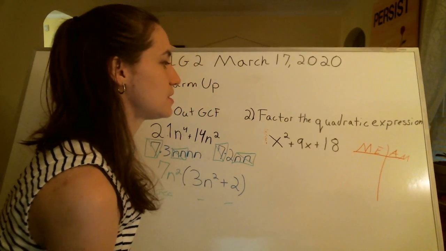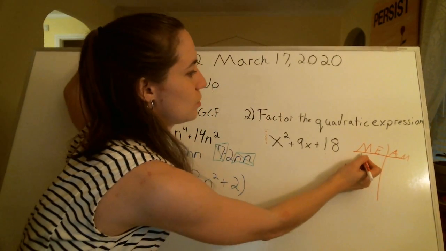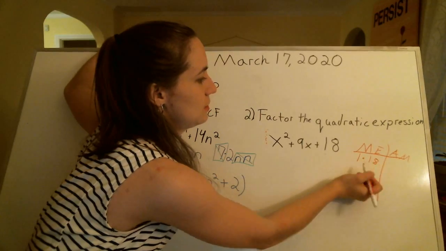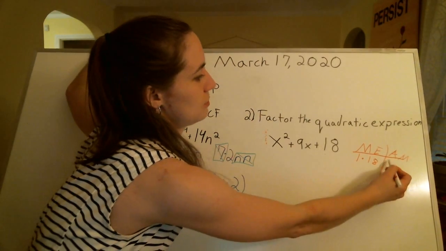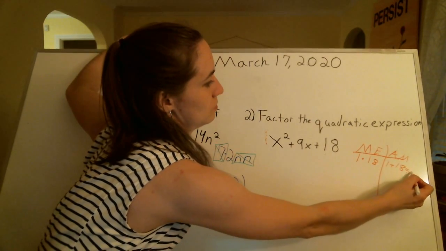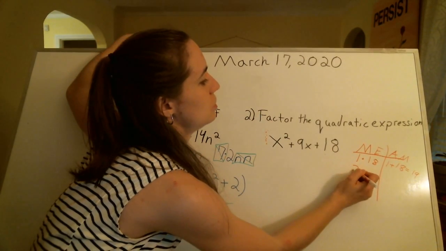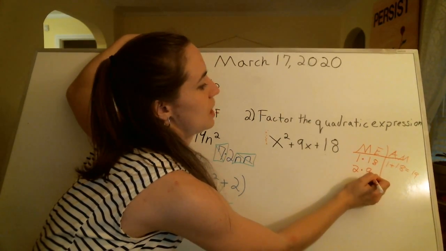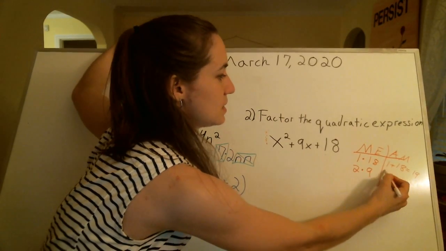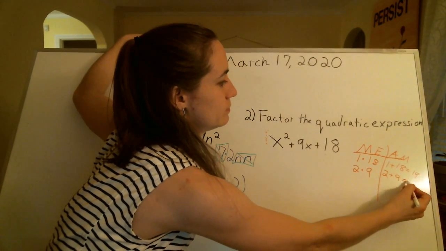So let's think of numbers that multiply to 18. Well, there's 1 times 18. Does that add up to 9? No. 2 times 9? Okay. Does that add up to 9? No.